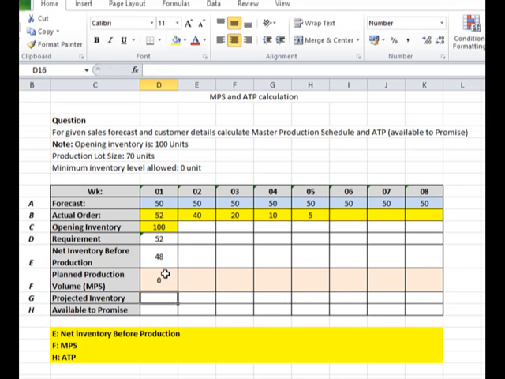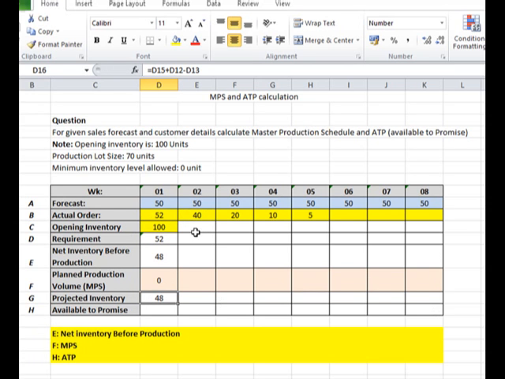Okay, next is projected inventory, that is the leftover inventory of a particular week, the closing inventory of that week. So it's equal to what we produced this week plus what was the opening inventory from the previous week minus what was our requirement. So 48. Next is ATP, or available to promise, that we will solve at the end of the session.